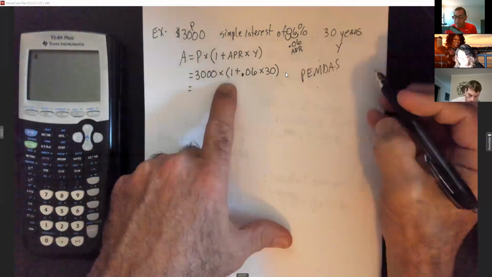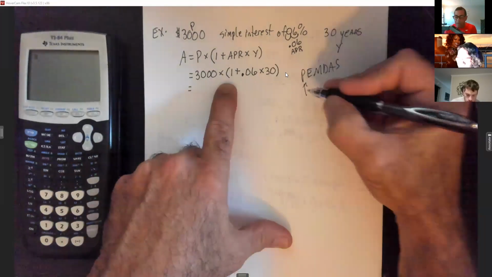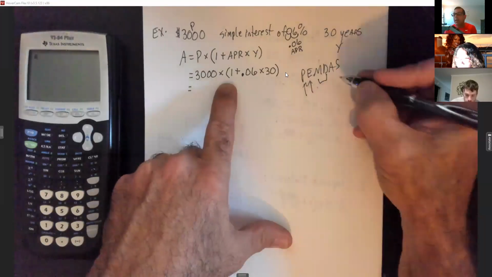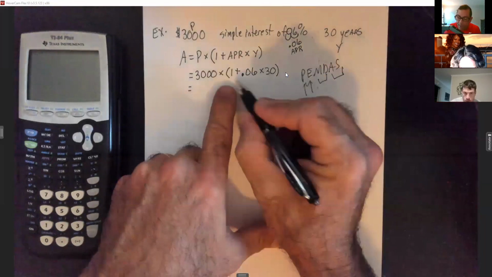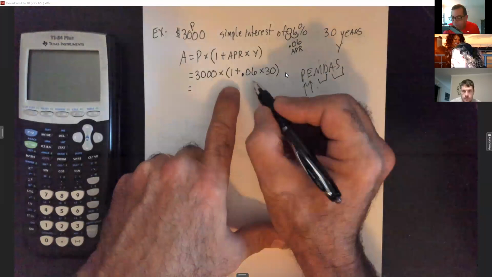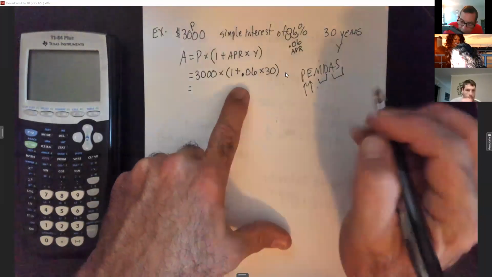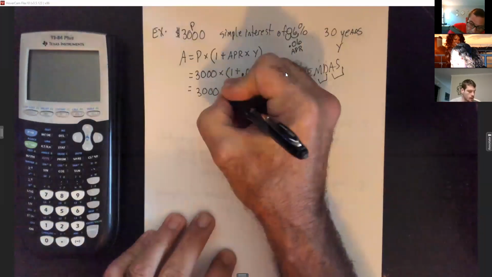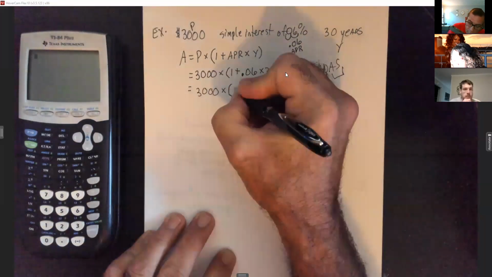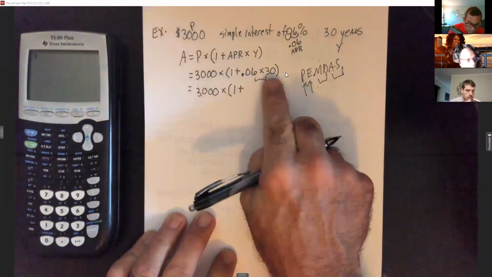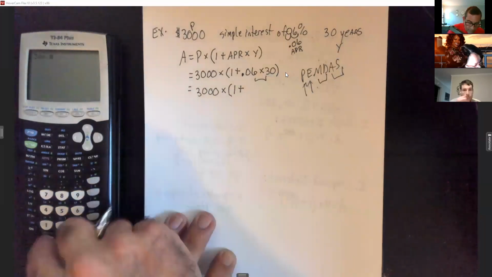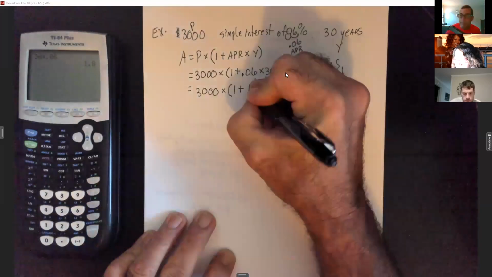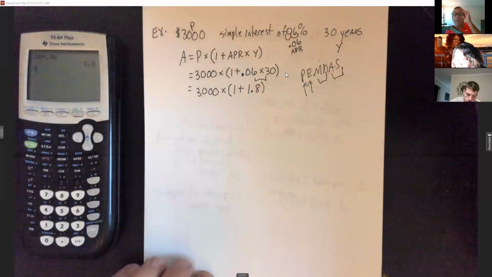By hand, we follow PEMDAS for order of operations. So I got to work inside parentheses first, then I do exponents, then I would multiply or divide, then I would add or subtract. So I got parentheses here. Inside the parentheses, I still got to follow the order of operations, which means you got to multiply first. So you would bring down your 3,000 times parentheses 1 plus, so 30 times 0.06 would give me 1.8. And y'all, you can multiply that by hand if you want.